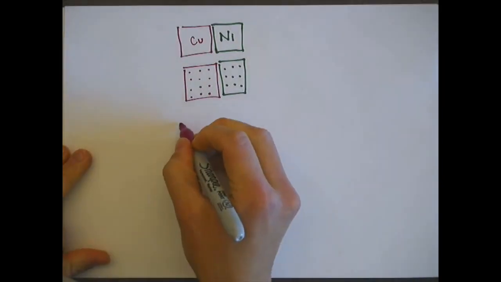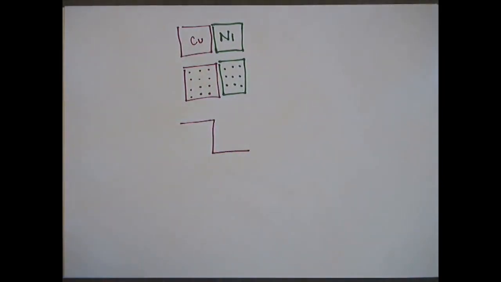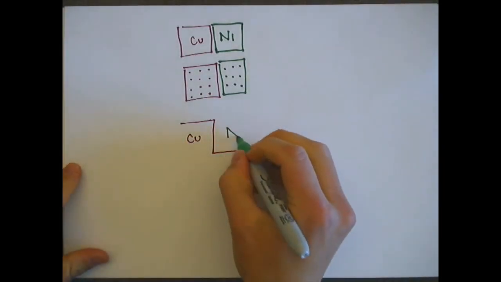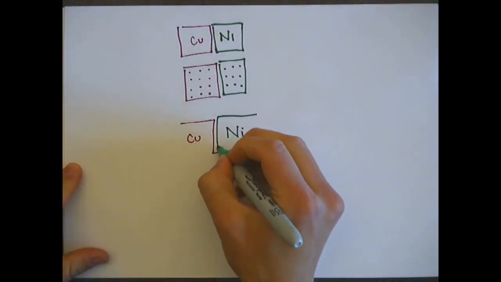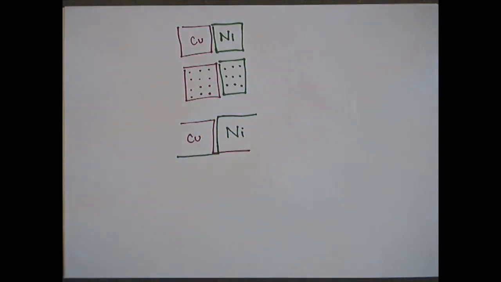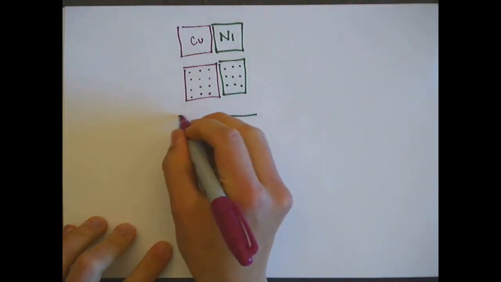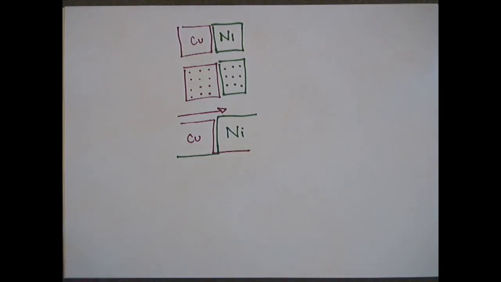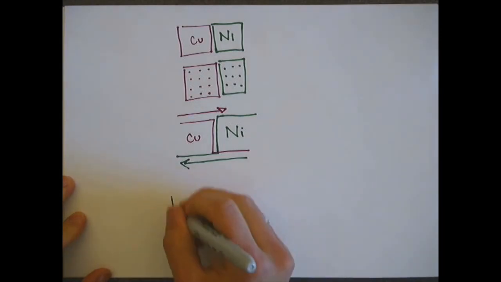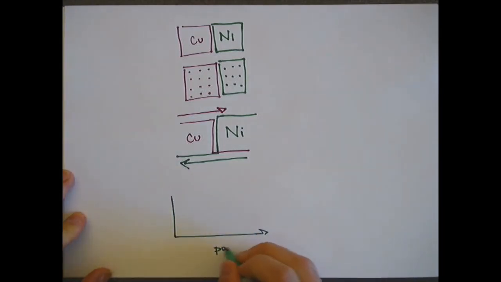nickel into the copper, until we have a complete mixture of both. So right here I draw the copper going from 0 to 100 and the nickel from 0 to 100. Now over time, the copper will go into the nickel and the nickel into the copper, and we'll end up with a complete diffusion of copper into nickel.